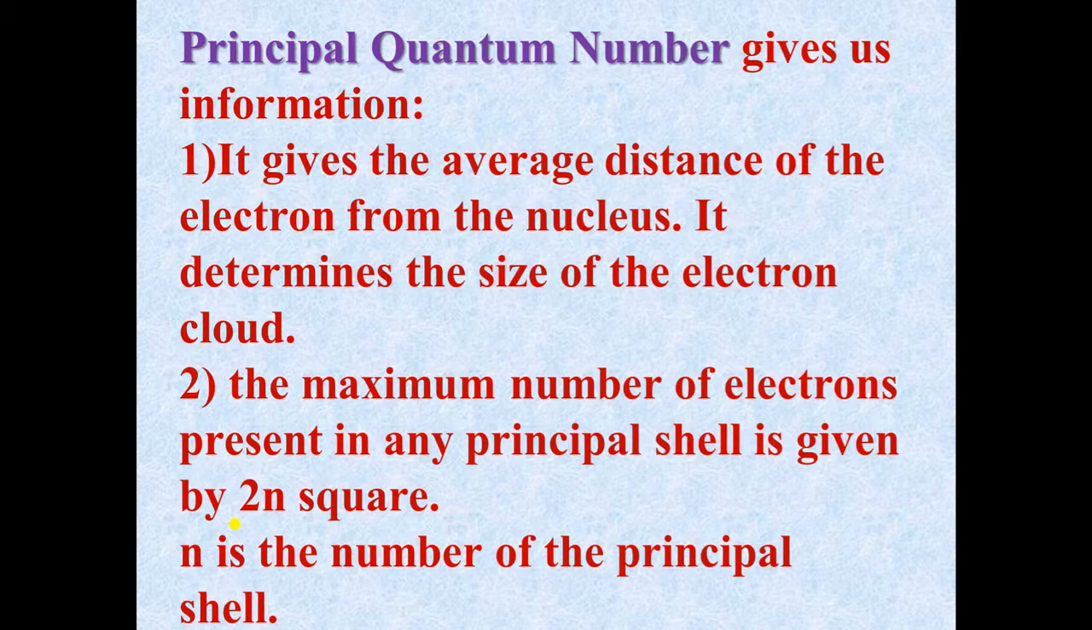Second, the maximum number of electrons present in any principal shell is given by the formula 2n square. Here n is the number of principal shell. Here value of n can be 1, 2, 3 and so on. So by the simple formula 2n square, we can find out the maximum number of electrons which can be present in a shell.